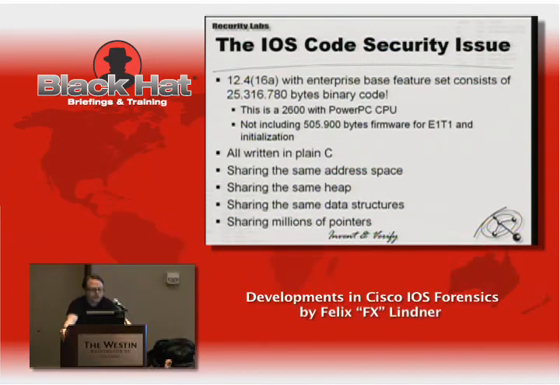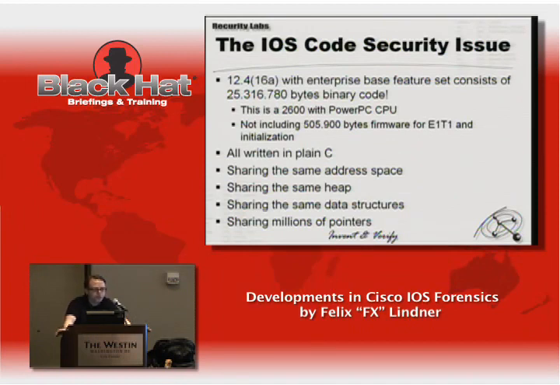So why is that a security issue? Now, if you take a 12.4.16.8, that's just a random, fairly recent iOS release with the enterprise-based feature set, so that's not even everything included, but like half of everything, we're talking 25 megabytes of code in binary. That's a lot of code, and that's a lot of things that can go wrong. This is for a 2600, so of course the number of bytes changes based on the CPU. And that's not counting the firmware for the line cards and for initialization and what have you. So this is for a small router. We're not talking big iron here.